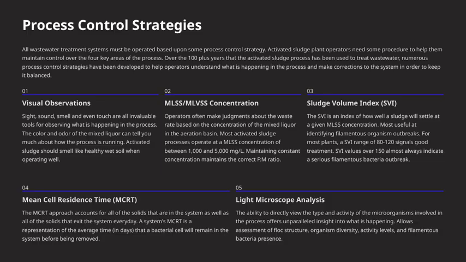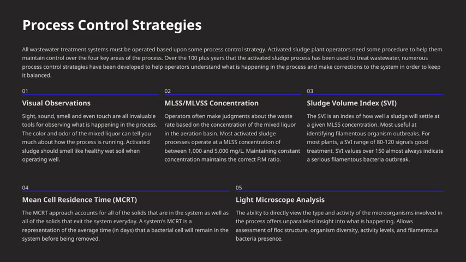Then there's the Sludge Volume Index, or SVI. This index shows us how well the sludge settles at a given MLSS level. It's especially useful for spotting filamentous bacteria outbreaks. A good SVI range is typically between 80 and 120. If it rises above 150, it's often a sign of a serious filamentous problem that needs attention.